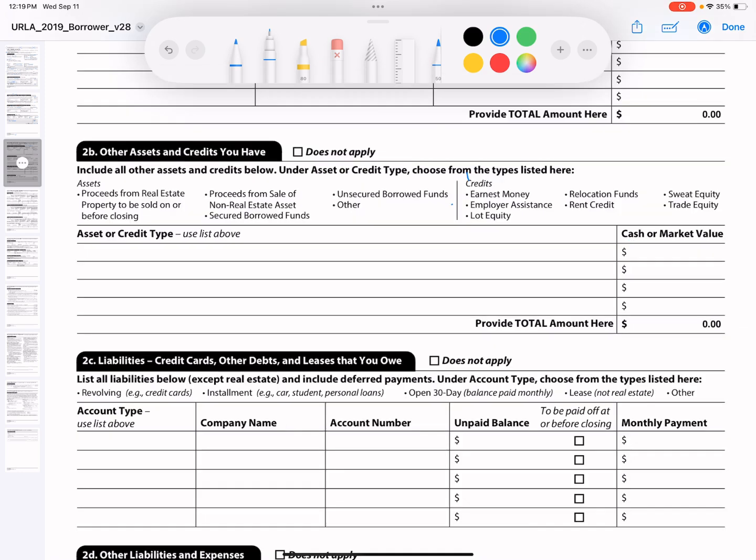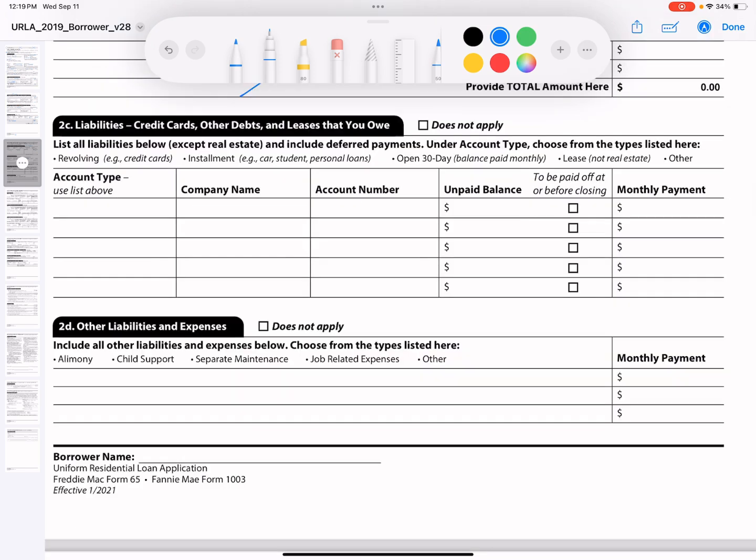Other assets, this is primarily to address the case that you are selling another house and then you're going to be using the money from that sale to fund this new loan transaction. If you had already deposited some form of earnest money, you would put that here.